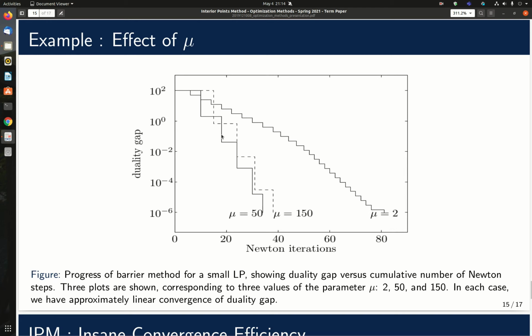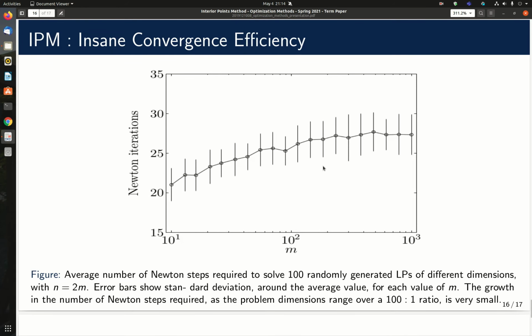And it can also be observed that for larger values of mu, the sensitivity that we observed from mu equal to 2 to mu equal to 50 is not much seen from mu equal to 50 to mu equal to 150. So this is one of the most insane things about these interior point methods.